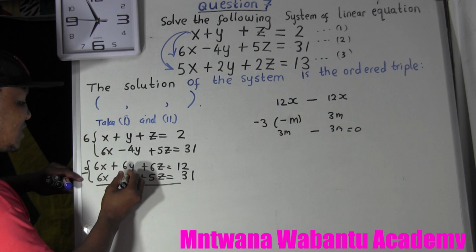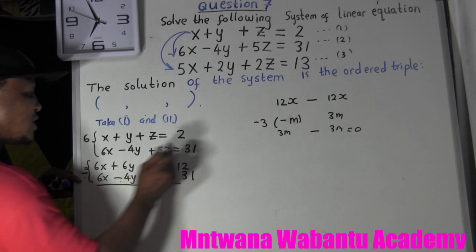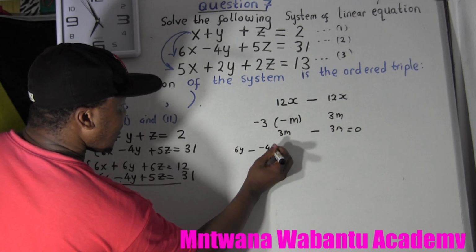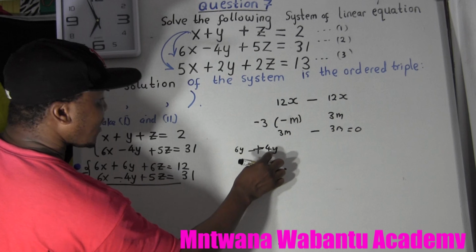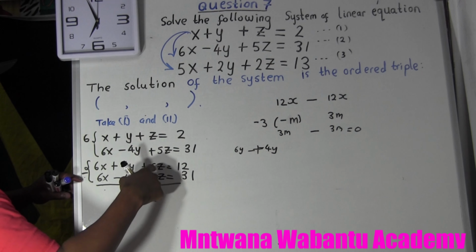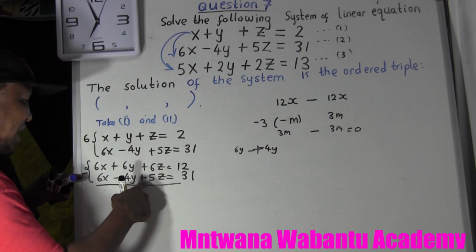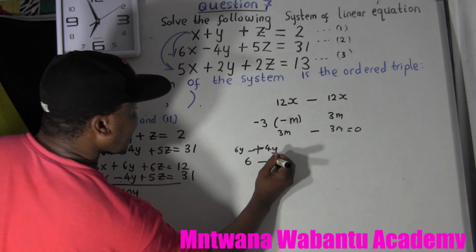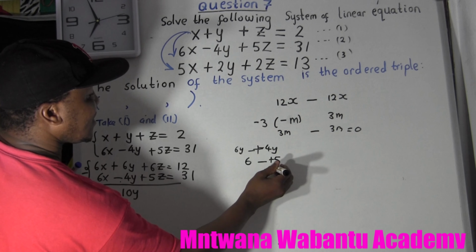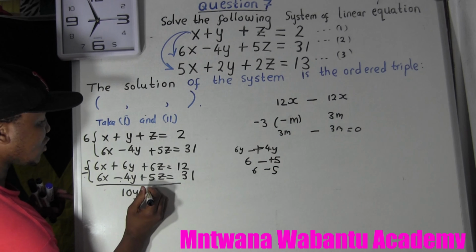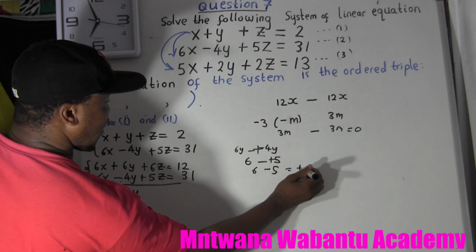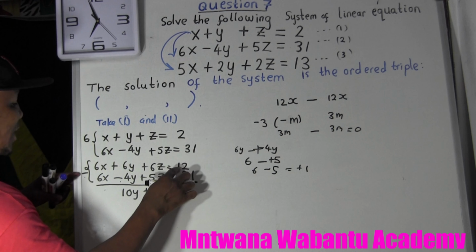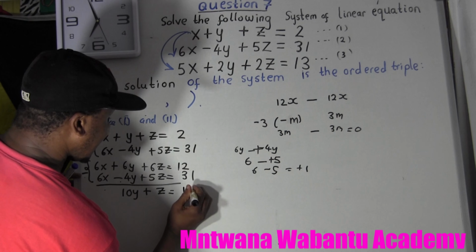Now we come here. Positive 6y minus negative 4y, so 6 plus 4 equals 10y. So 10y. Now account for this one: 6z minus plus 5z, it's like 6 minus 5, and this is going to give us 1. So I can say plus 1z, but 1z you just say z. And 12 minus 31 is going to give us negative 19.